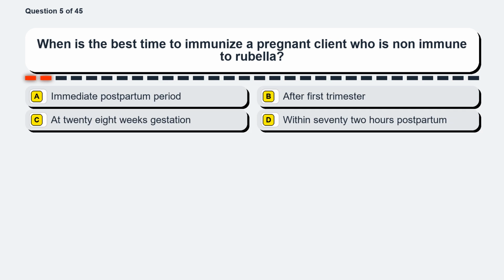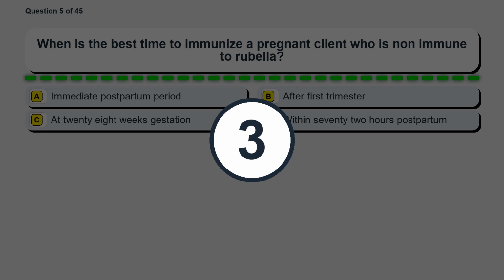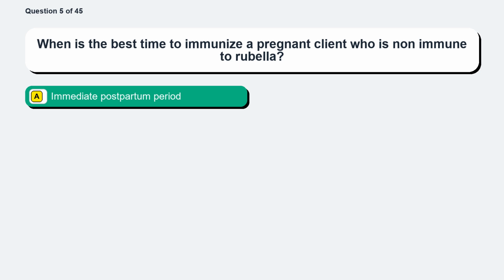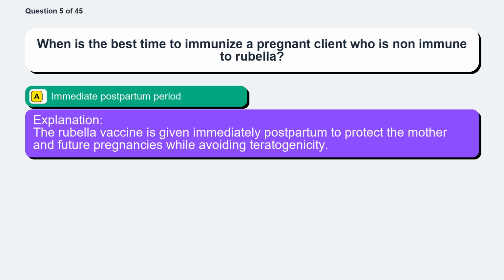Question 5. When is the best time to immunize a pregnant client who is non-immune to rubella? Option A. Immediate postpartum period. Option B. After first trimester. Option C. At 28 weeks gestation. Option D. Within 72 hours postpartum. The correct answer is option A. Immediate postpartum period. The rubella vaccine is given immediately postpartum to protect the mother in future pregnancies while avoiding teratogenicity.